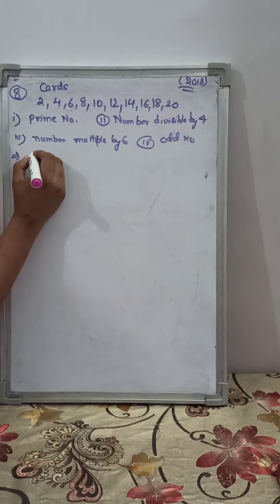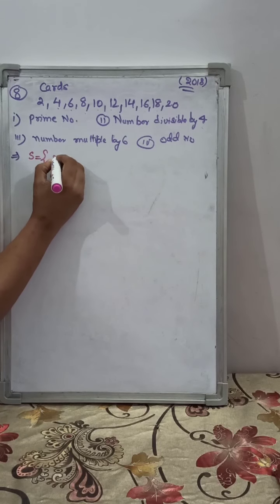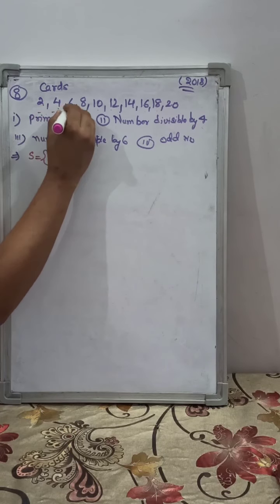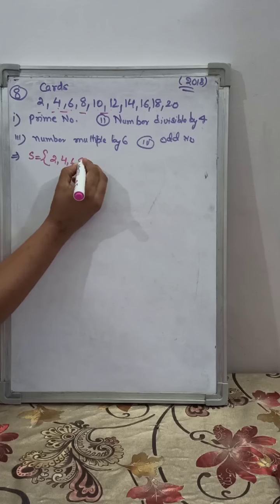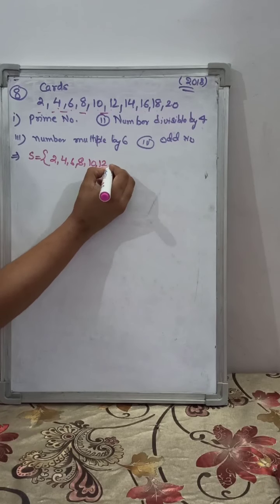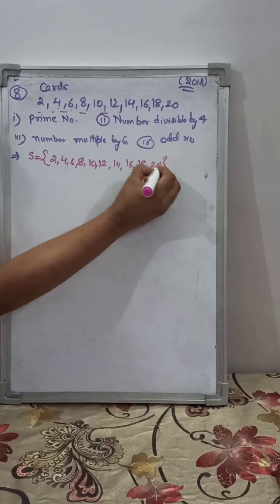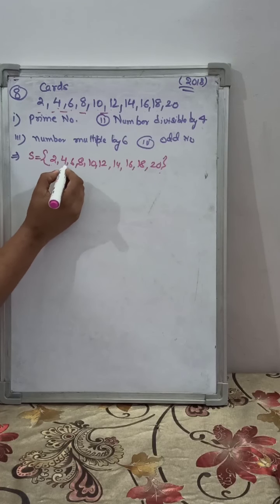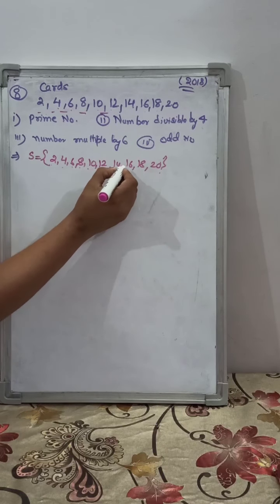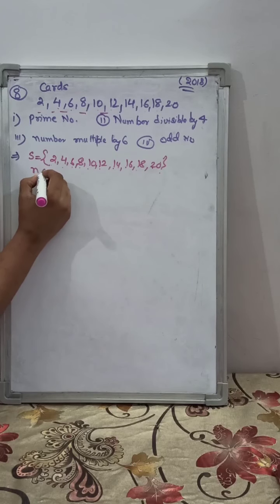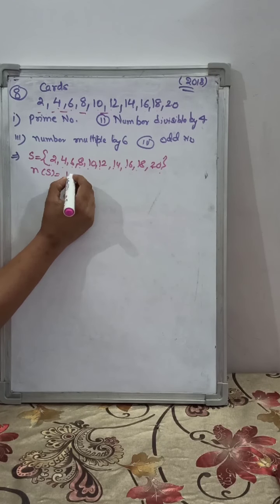First of all, we will write down the sample space: 2, 4, 6, 8, 10, 12, 14, 16, 18, 20. So how many? 1, 2, 3, 4, 5, 6, 7, 8, 9, 10. So the total number of elements in the sample space is 10.